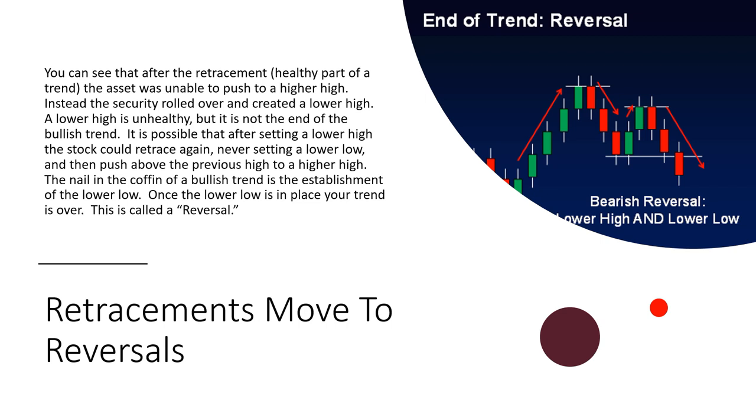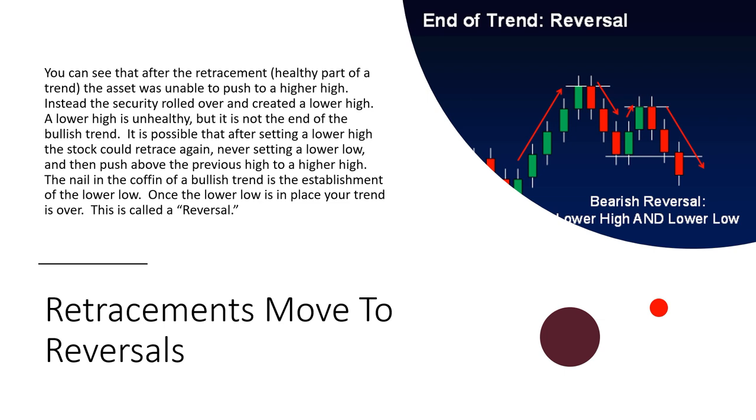Now, you can see that the retracement of the asset was unable to push to a higher high. Instead, the security rolled over and created a lower high. A lower high is unhealthy, but is not the end of a bullish trend. It is possible that after setting a lower high, the stock may retrace again, never setting a lower low, and then push above the previous high to a higher high.